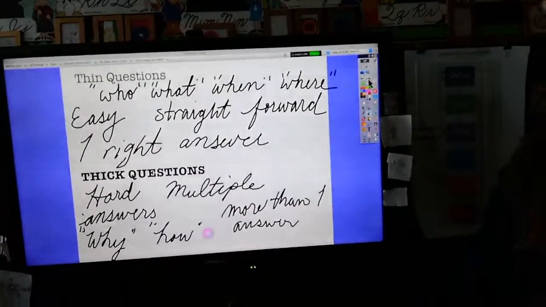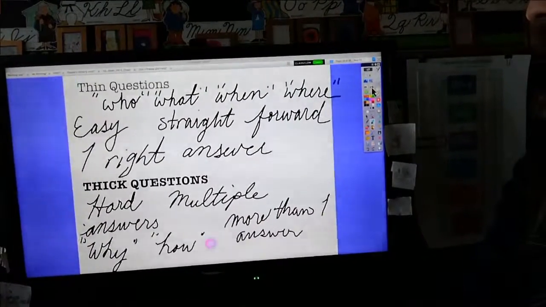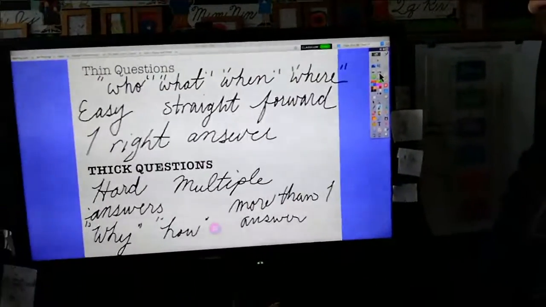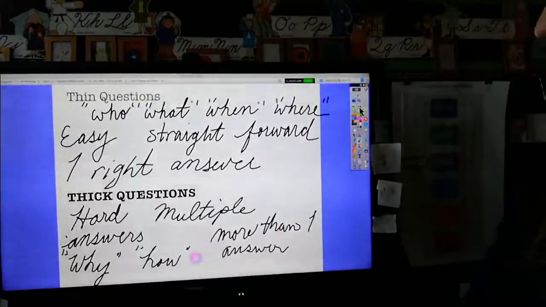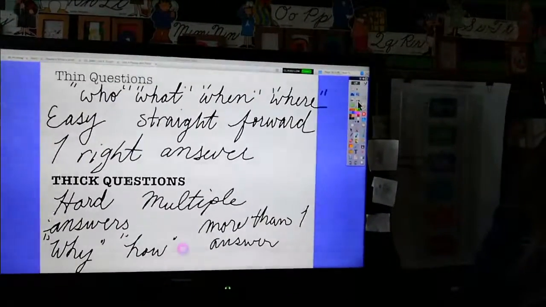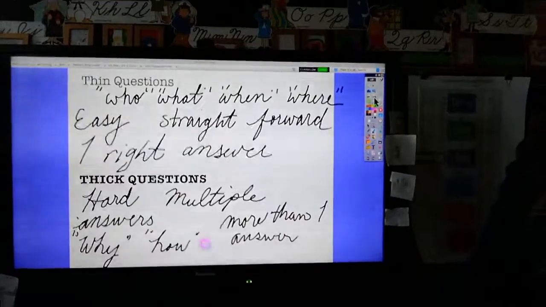The thin questions for this project are the who, what, when, where, and why. Who's your client? What's your problem? When do you need it by? Where is it going? They're easy, straightforward, and there's one right answer. This is all part of our review as we got ready to come up with our questions.